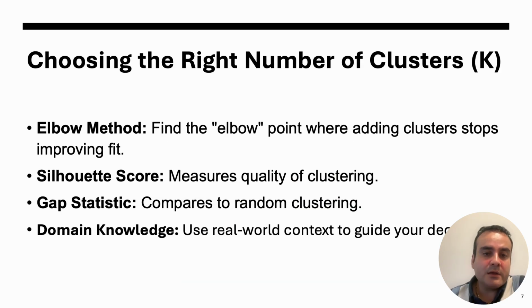So now the important question is how to choose the right number of clusters. Choosing the right number of clusters is crucial in k-means. If you pick too few clusters, you might miss important groupings in the data. If you pick too many, you can split natural groups unnecessarily and just end up fitting random noise. There are several methods to help. The first one is the elbow method.